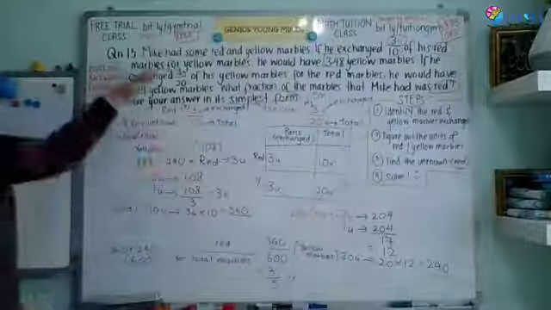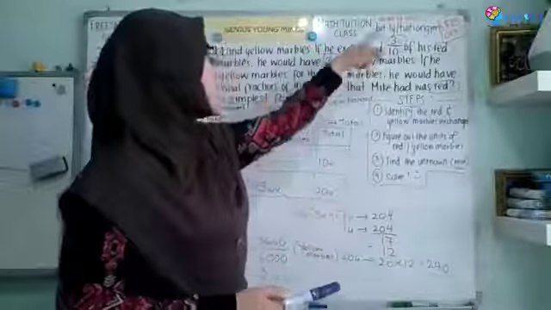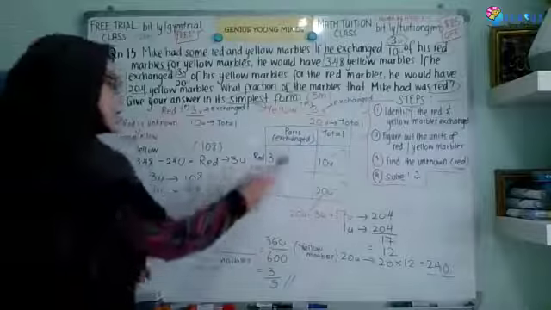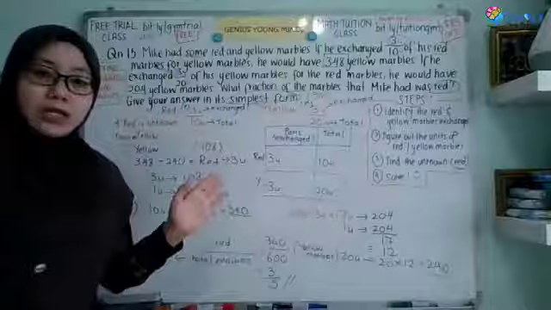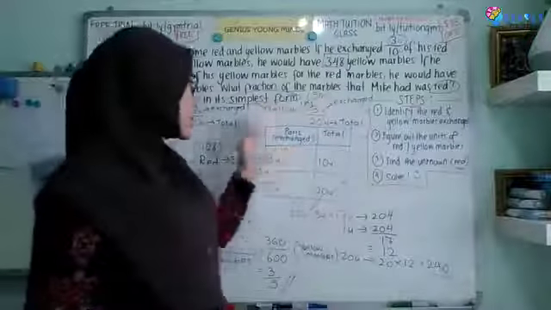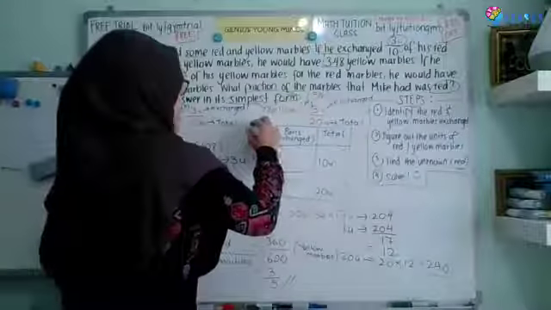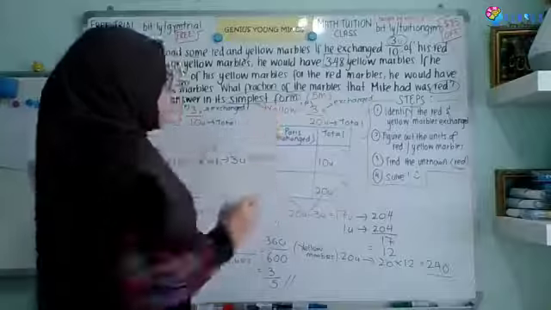Okay. And when I read the question, I noticed that he exchanged equally. The parts that he exchanged, the red and yellow, are equal. So this is actually the equal concept as well. I put it in the table. This is the equal concept table.